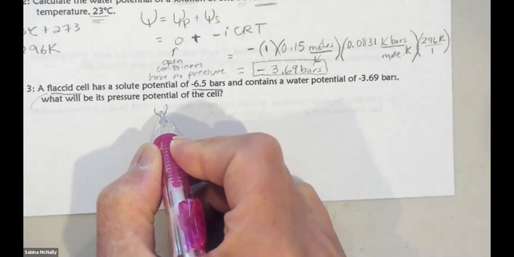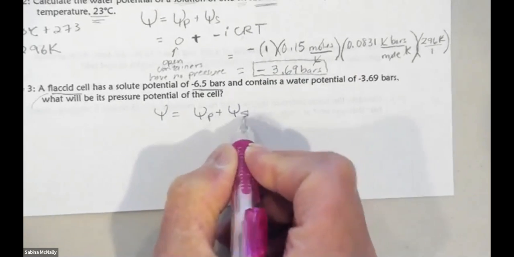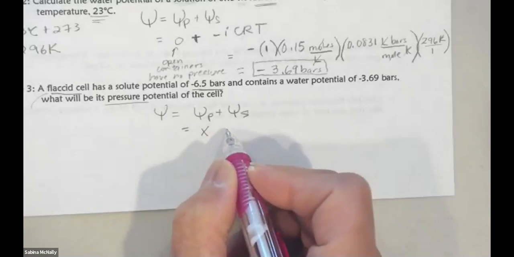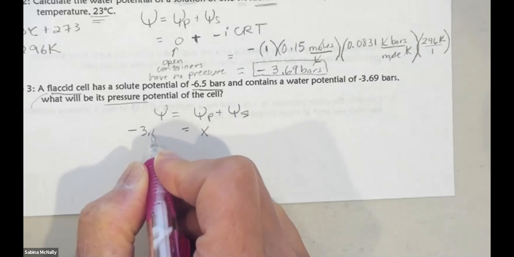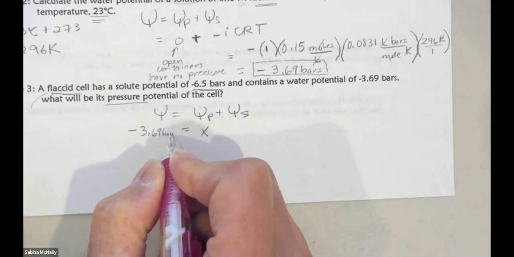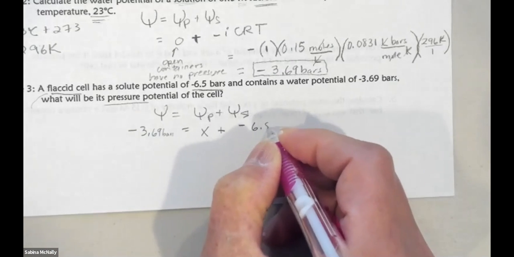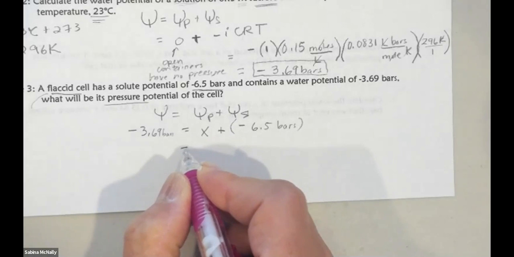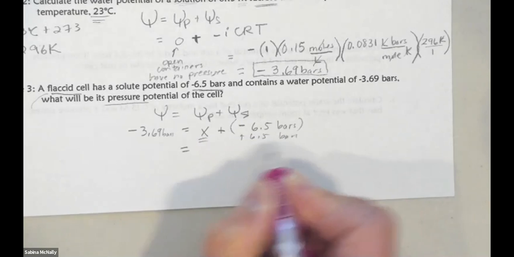So we got water potential equals pressure potential plus solute. I want to know pressure. I'm solving for X. Okay. They are telling me the water potential is negative. Don't forget your negative. Negative 3.69 bars. And my solute is negative 6.5 bars. Okay, that's my solute. I'm going to isolate X by adding 6.5 to both sides.